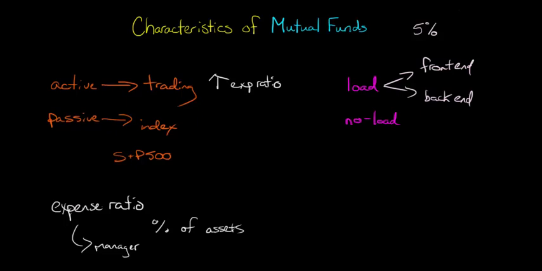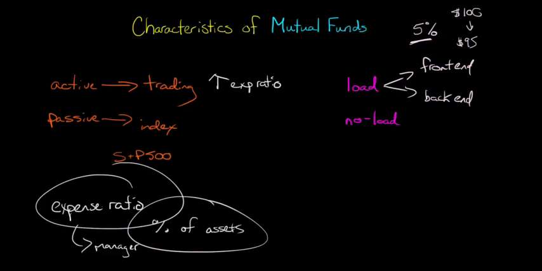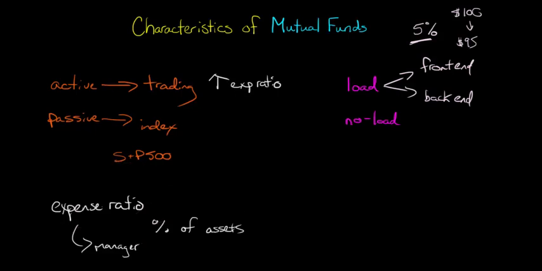So let's say you invested $100 and there was a 5% front end load. That means you just have $95 in the fund because the fund took $5 off the bat out of your investment as the front end load. So that's just a one-time charge, and then you'd have to pay the manager the expense ratio, a percentage of assets to manage the fund as well.